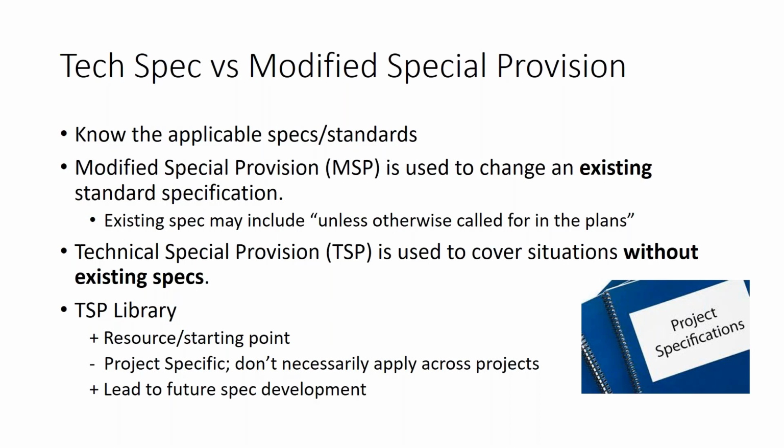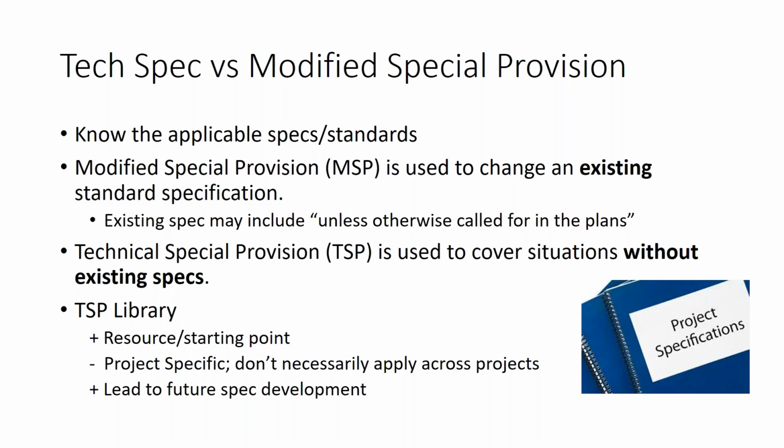Just some guidelines on whether we want a text spec or an MSP. The MSP is generally used to change an existing standard specification. A text spec is generally used to cover situations without an existing spec. Again, always work with your district specs office, as there may be exceptions depending on the specific project needs.